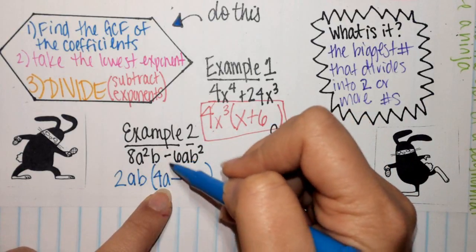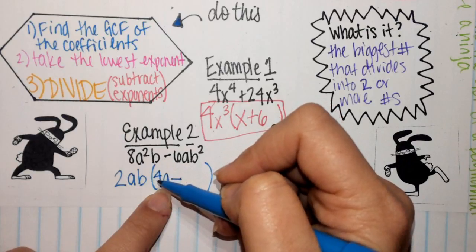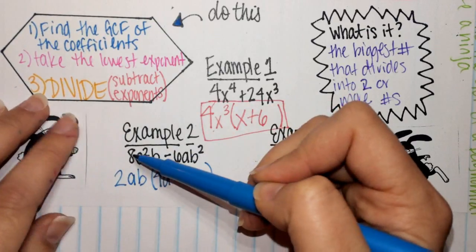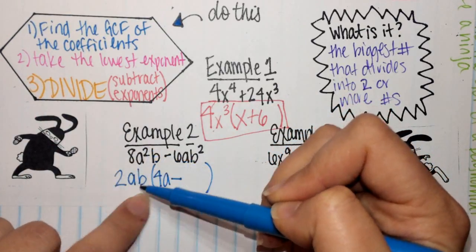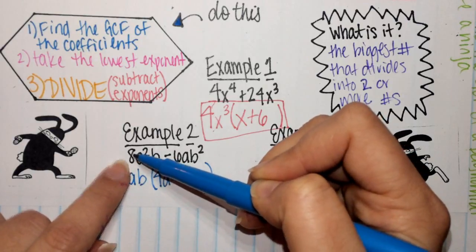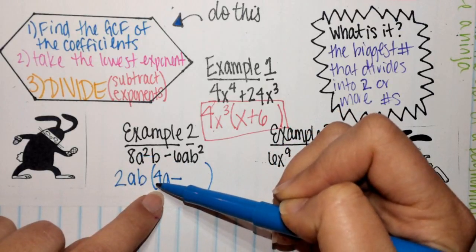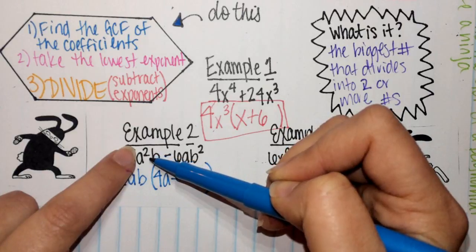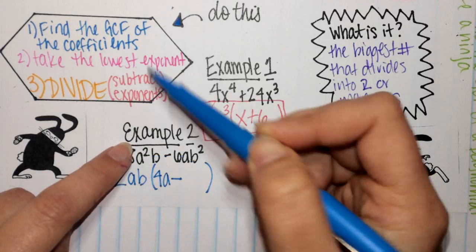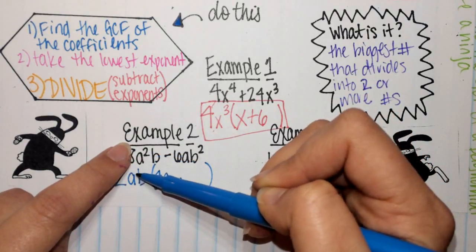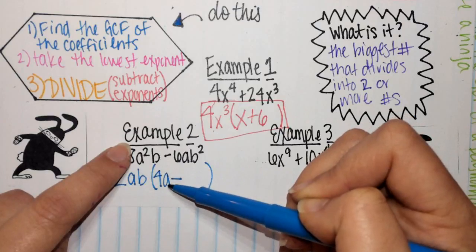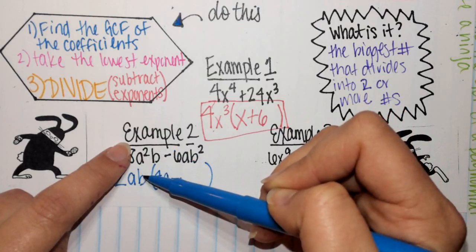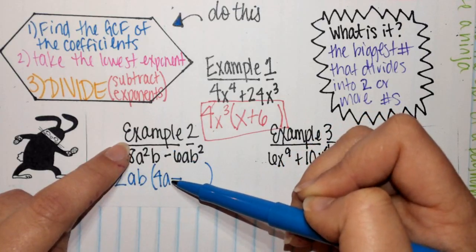Alright, do we need to go over this one more time? Okay. So let's divide this term again just to make sure we're on the same page. So 8 divided by 2 is 4. And then we divide our A. So when we divide like bases, we subtract the exponent. So 2 minus 1 is 1. So we have an A. 1 minus 1 is 0. So we don't have a B.